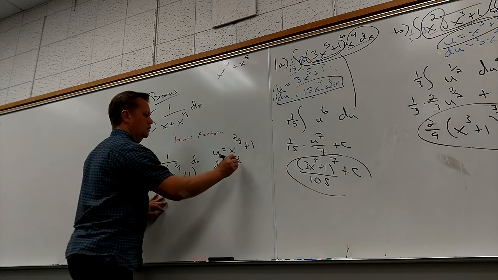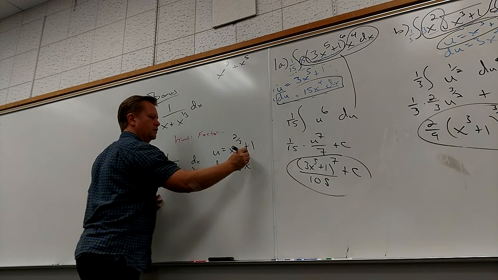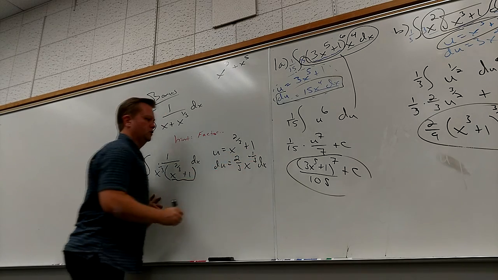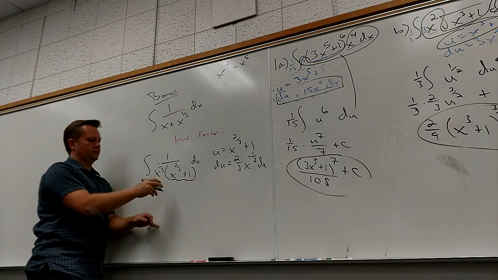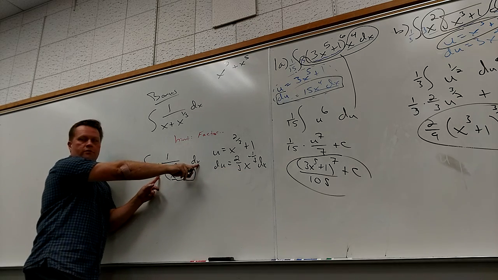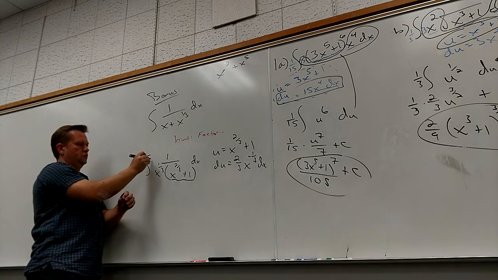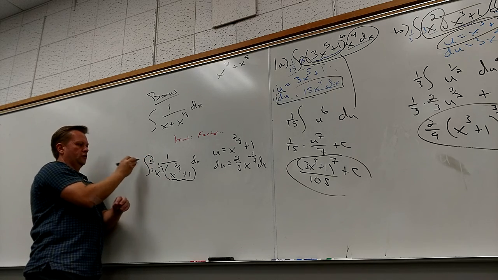2/3 x to the negative 1/3. Do I have x to the negative 1/3 dx? Totally. So what am I missing? 2/3. So on the outside I better put 3/2.